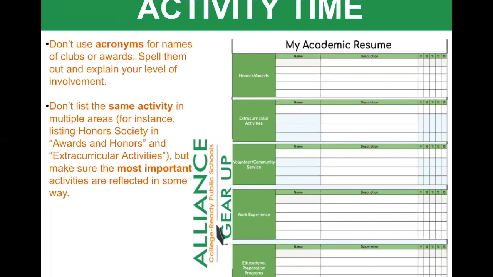Don't use acronyms for names of clubs or awards on your academic resume. Spell them out and explain your level of involvement. Also, don't list the same activity in multiple areas. If you listed one activity in honors and awards, do not list it again in extracurriculars or educational programs or something like that. And make sure the most important activities are reflected in some way. So again, choose the activities that show your character and your role more than activities that might not show who you really are.